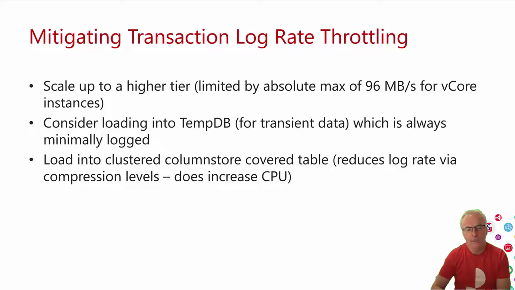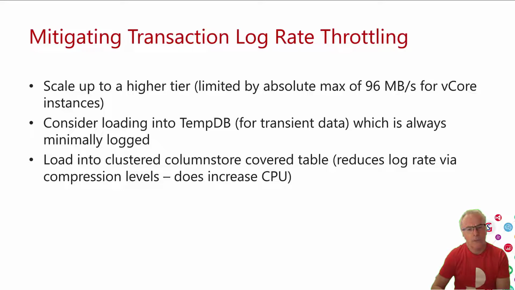How can you mitigate this one? Well, it's a little bit more difficult. You can scale to a higher tier, but there is an absolute limit of 96 megabytes per second on the vCore instances. That's going to be slightly different on the DTU instances. And that's something you'll need to query the DMVs for to find out what's specifically in place there. But it will tail off and hit that absolute maximum.